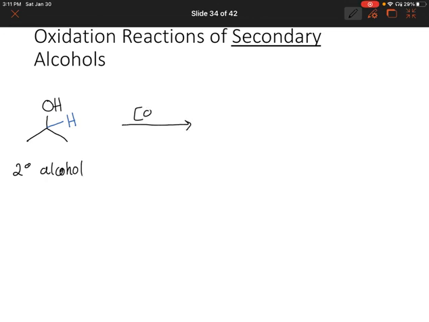Okay, so what product do we expect if we go through an oxidation reaction with a secondary alcohol? So again, that alcohol group turns into a carbonyl group, and we have our 2 methyl groups, and we lost that hydrogen. So this is a ketone.